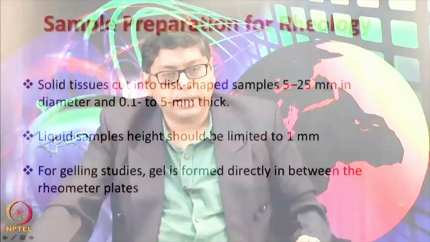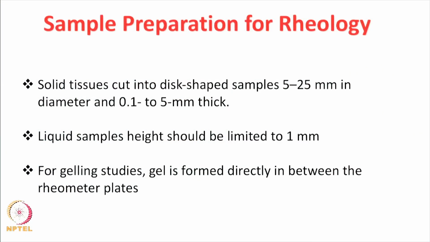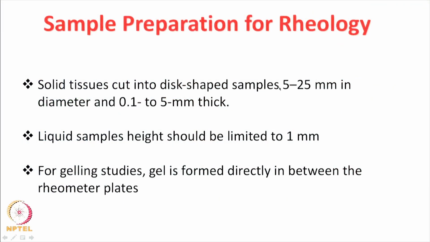So, if I were to summarize, in order to do rheology, some points need to be taken into consideration for preparing the sample. If you are handling solid tissues like, let us say, bone, you should preferably cut them into disc shaped samples. The disc should really match the shape and size of the bottom plate, so that it is really anchored properly. Okay. Samples of 5 to 25 millimeter in diameter, and it can have varying thickness, 0.1 to 5 millimeter.